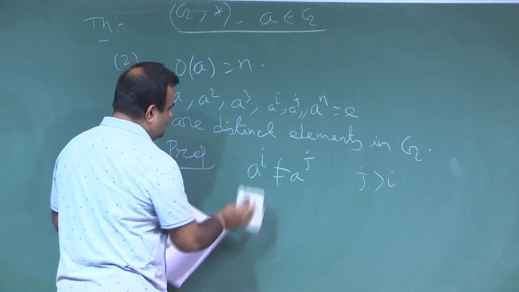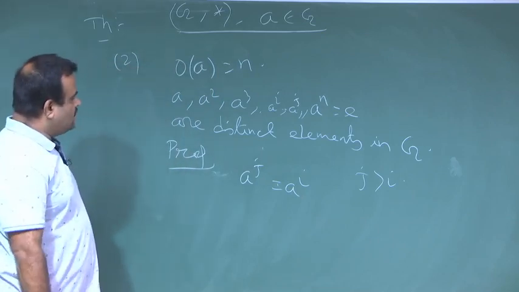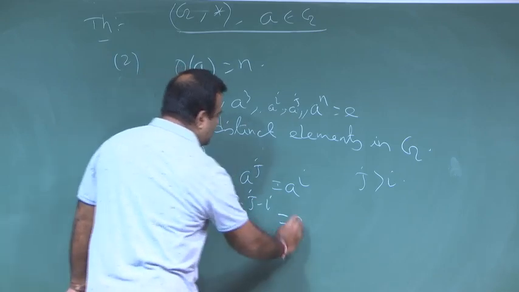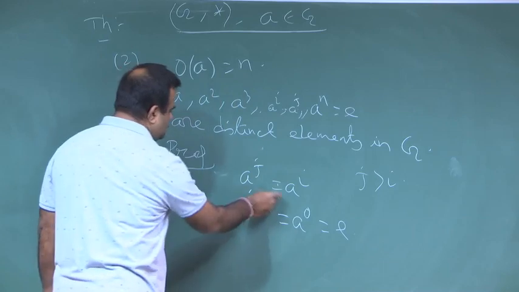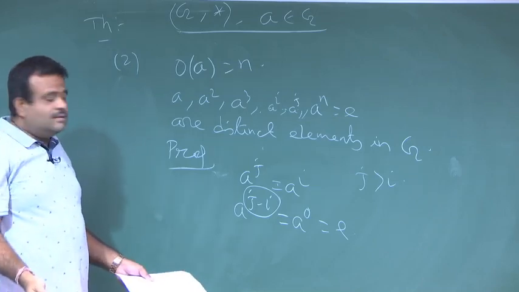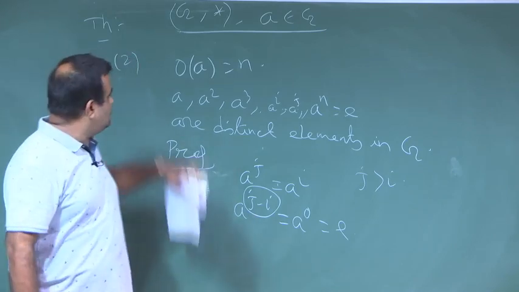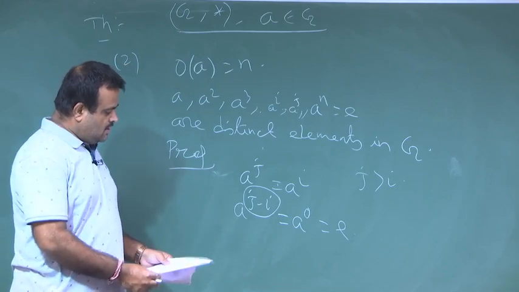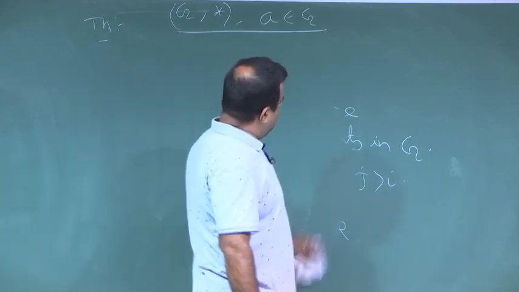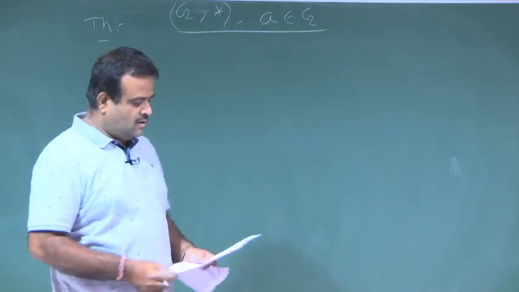Because suppose a to the power j is the same as a to the power i, then what can we say from here? We can say a to the power j minus i is a to the power 0, which we know is e. But j minus i is less than n, and the order is n, so this is a contradiction. So, if n is the order, then if we keep operating a with itself, up to a to the power n, this will form a distinct set of elements.